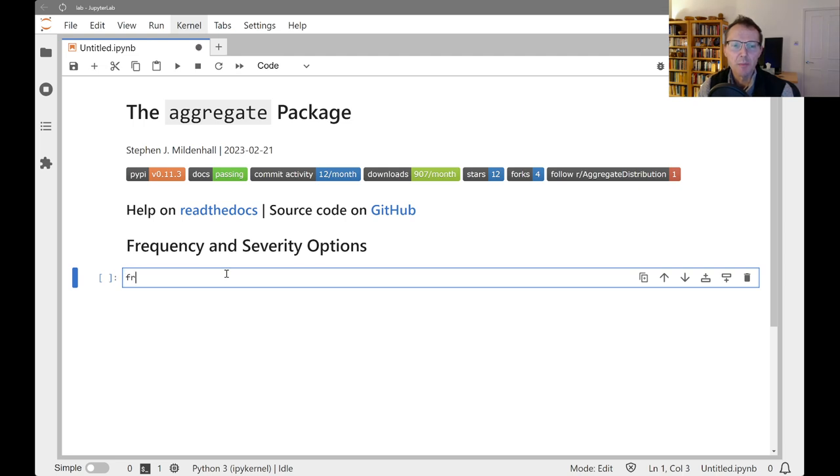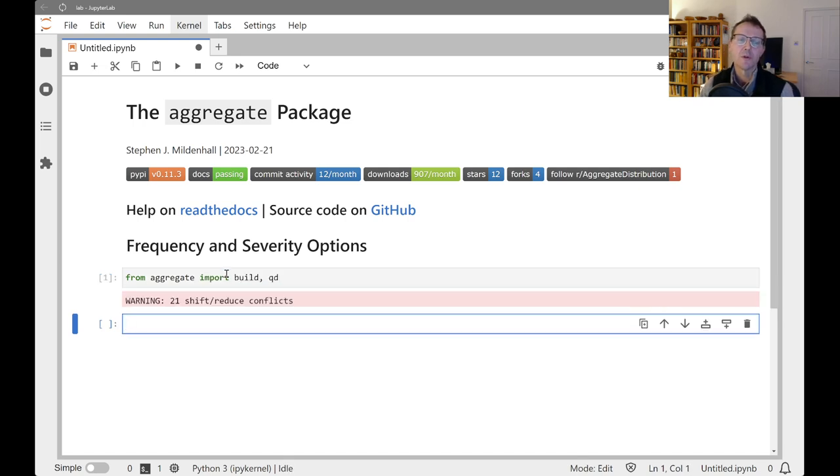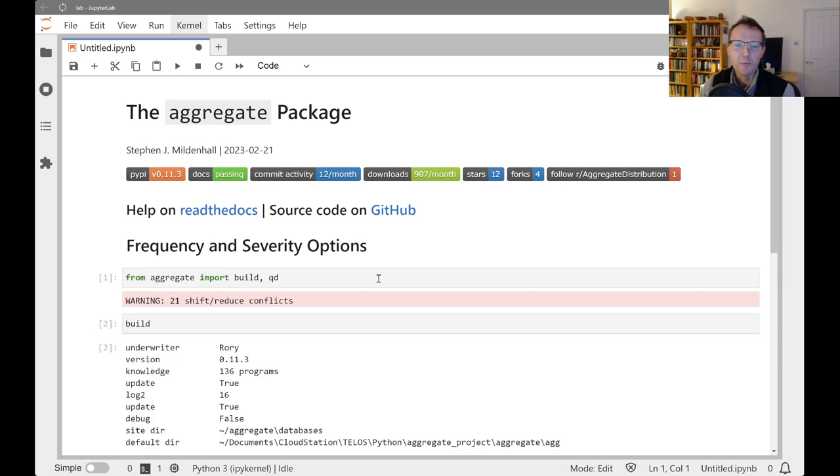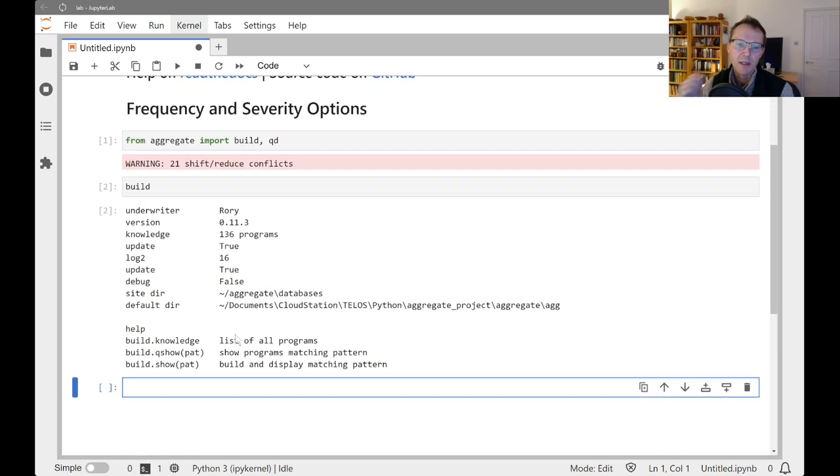So we need to start by importing our build object and our quick display function as usual. And I'll remind you from one of the earlier videos we looked at, build comes with a list of programs built in that you can look at with the knowledge. And you can search it with a pattern.